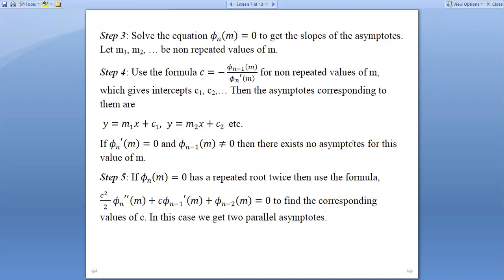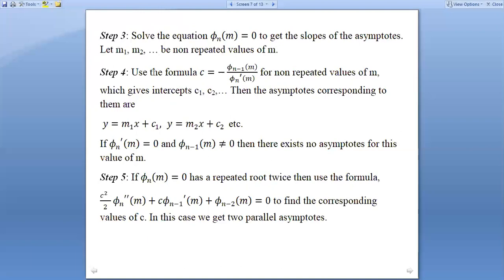Now the third step is you equate phi n of m equal to 0, and from this you will get the slope of the asymptote. So the slopes of the asymptotes are m1, m2, and so on. So let m1, m2 be the non-repeated values of m.